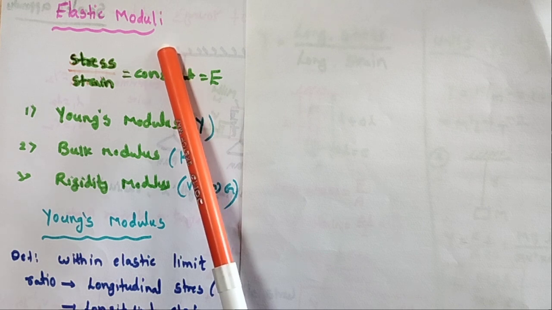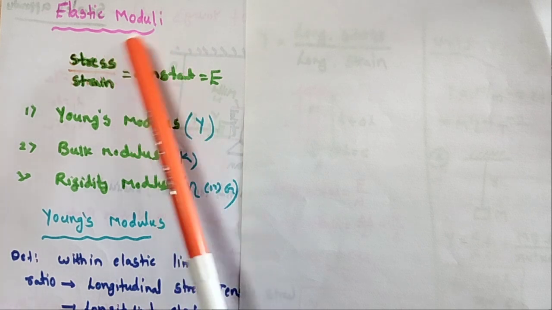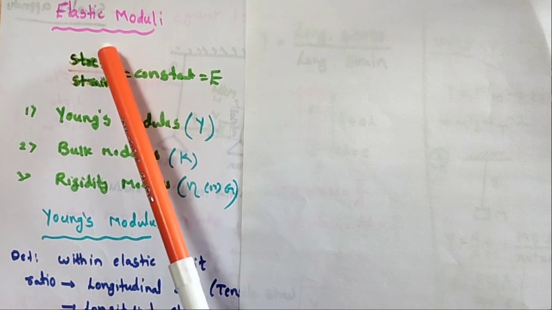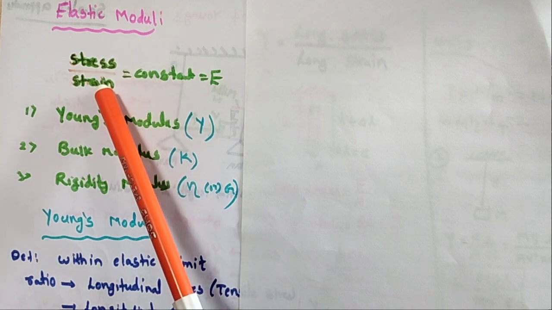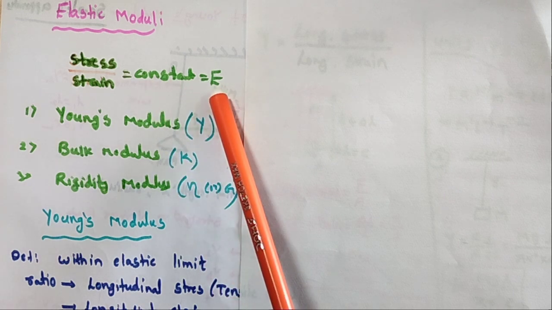This is the mechanical properties of solids chapter, intermediate first year, video number 3. Elastic moduli. We know that according to Hooke's law, the stress is directly proportional to strain. That is, stress by strain is equal to a constant. This constant is called the elastic modulus.